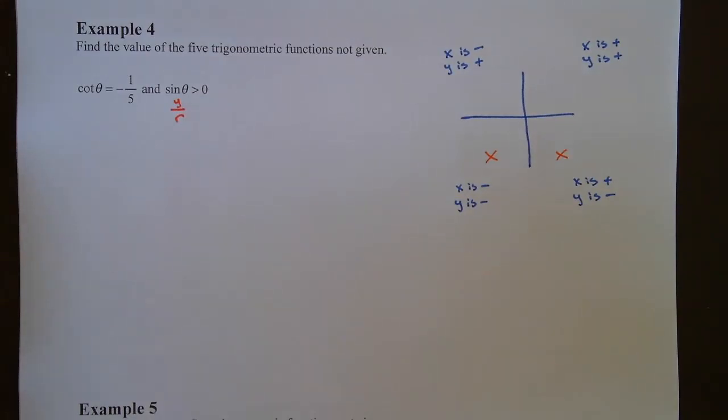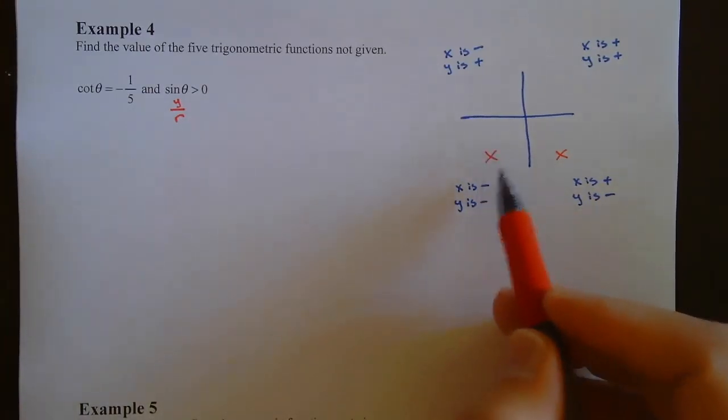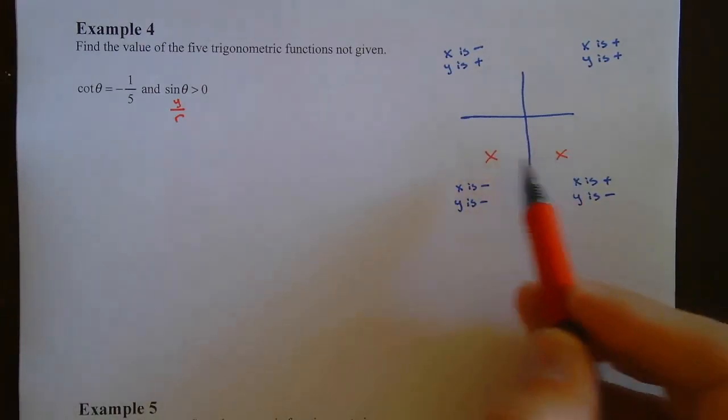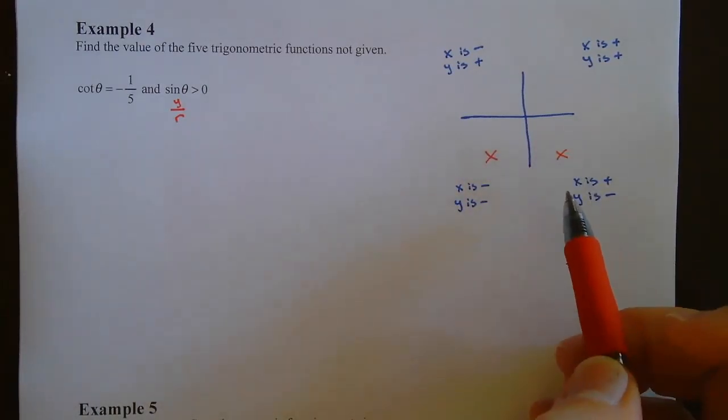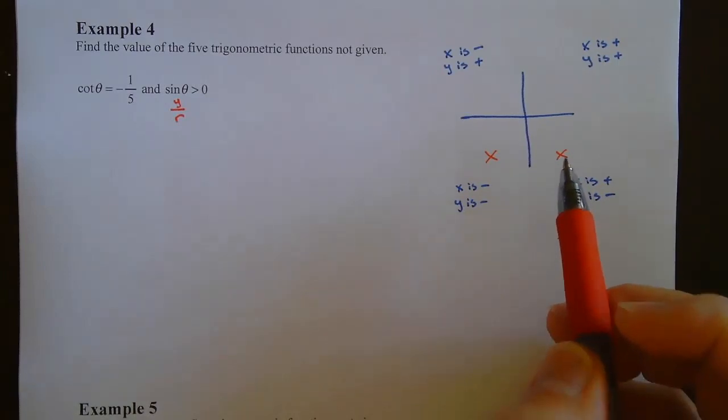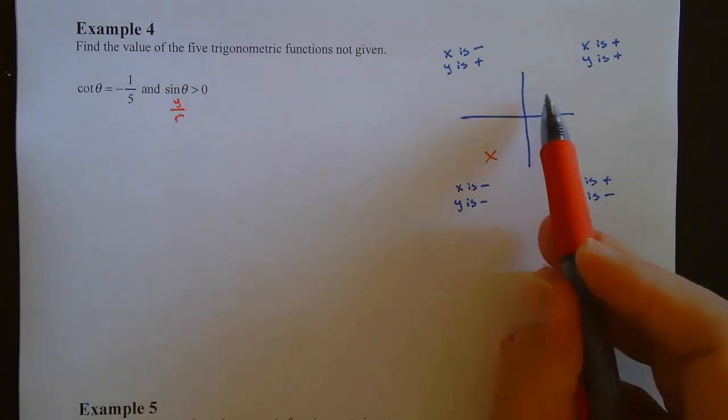I'm just going to put an X there, like we're not going to use those. Because of this statement, we've eliminated these two bottom quadrants, because sine theta would not be positive. The sine ratio y over r would not be positive down here; it would have to be negative. So now we know we've narrowed it down to one of these two.